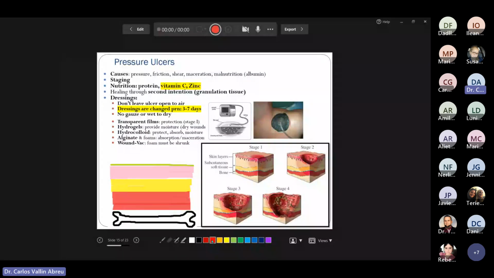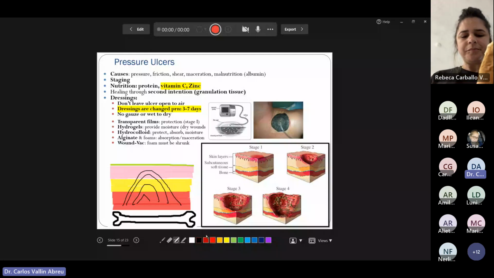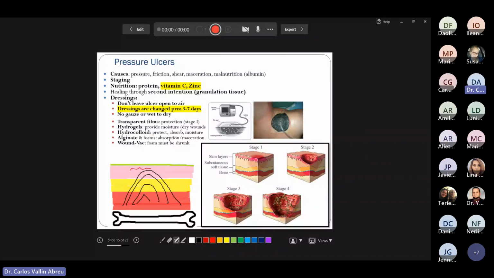So if you have here a bony prominence, and here you have a blood vessel that irrigates this part of the skin. Now you are resting over this bony prominence and you have sensation problems. Maybe you have diabetes, polyneuropathy, or the client has paraplegia. The skin is weak because the skin has no good nutrition and is macerated. And then you have the pressure of the bony prominence.